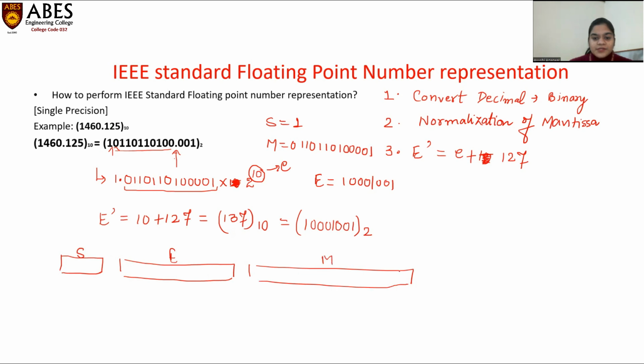So this is our Mantissa. In 32 bits, we must have 23 bits for our Mantissa, then our exponent of 8 bits and sign bit. Okay, so this is our 23 bits of Mantissa. Let's put our Mantissa over here: 0, 1, 1, 0, 1, 1, 0, 1, 0, 0, 0, 0, 1. Our exponent value is 1, 0, 0, 0, 1, 0, 0, 1.